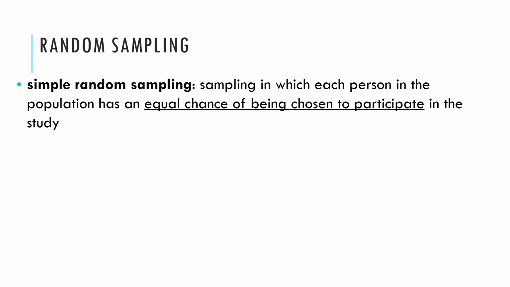One method of obtaining a sample is simple random sampling, in which every member of the population has an equal chance of being selected for the sample. For example, a pollster could start with a list of all the registered voters in a city, which would be the population, randomly select 100 of them from the list, the sample, and ask those 100 people whom they intend to vote for.